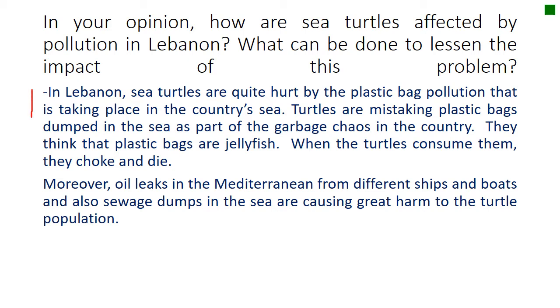In Lebanon, sea turtles are quite hurt by the plastic bag pollution that is taking place in the country's sea. Turtles are mistaking plastic bags dumped in the sea as part of the garbage chaos in the country. They think that plastic bags are jellyfish. When the turtles consume them, they choke and die. And this is how the population of turtles is being affected.